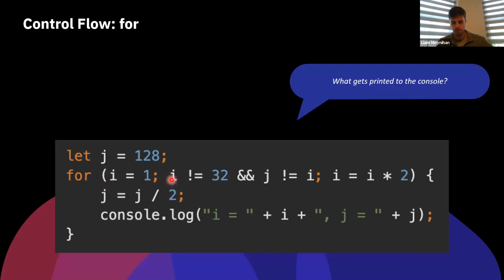Now where it's going to be more complex, we're going to say if I is not equal to 32 and j, which is our different variable up here, is not equal to I, then our condition is going to run. And every time we're going to multiply I by 2. In our actual code block, then we're going to divide j by 2, and we're going to print out this console log. I'll give you guys a minute. I want to see if people can get this one. It's a little tricky, I know.